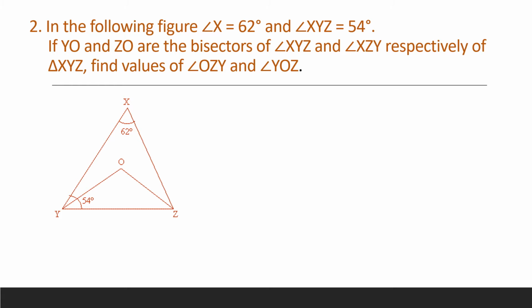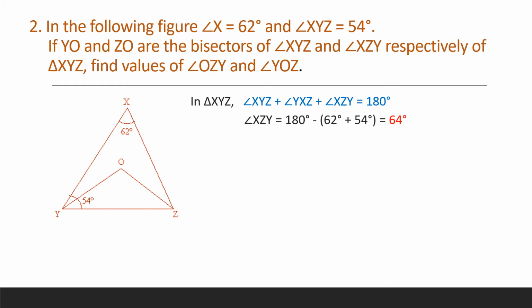Now look at the figure. Angle X is equal to 62 degrees and angle Y is equal to 54 degrees. See the big triangle XYZ. So we can easily find the other angle. The sum of angles of a triangle is equal to 180 degrees. So substitute 62, 54 in this and subtract from 180 degrees. So 180 minus 62 plus 54 is equal to 64 degrees. So this angle is equal to 64 degrees.